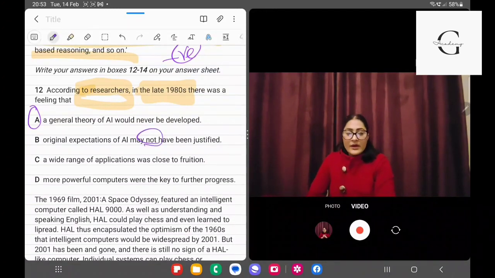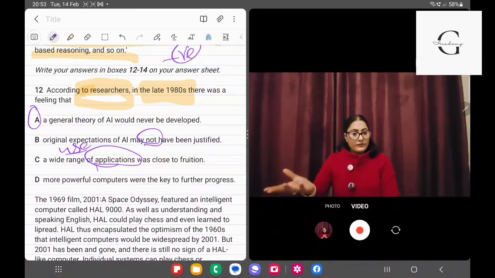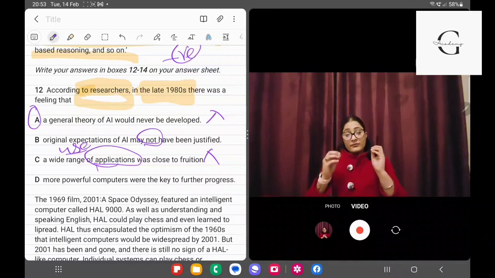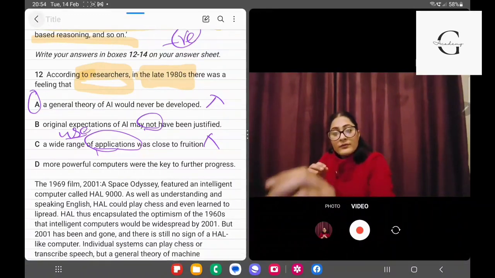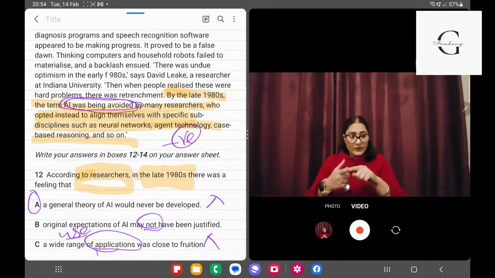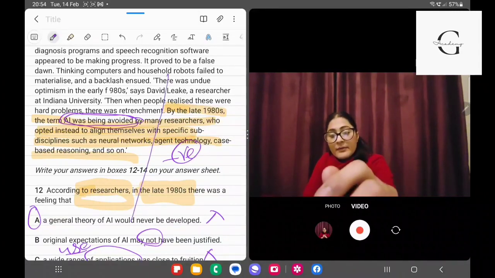So let's read the others as well. A wide range of application was close to fruition. The applications means the uses. If they use the word application in reading, it means they are talking about the uses of AI. I have not read anything about the uses of AI, so this is not my option at all. More powerful computers were the key to future progress. I have not seen a word about future, because if they talk about future in reading, they use future tense. It may be will, would, they are going to do. They use these types of language when they discuss the future in reading. So this is also not an option that I must go for.